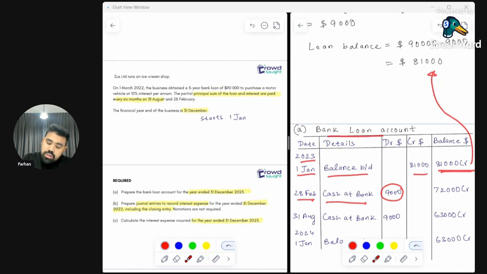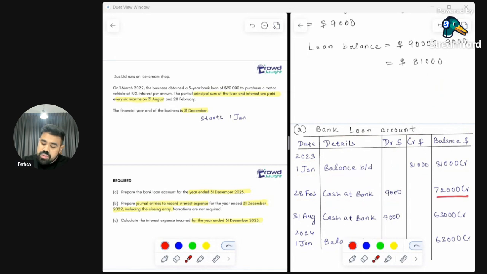So within the bank loan ledger account, we're recording $9,000 on the debit side, with the details being the cash at bank, because we're using the funds available in the cash at bank to make this repayment, if that makes sense. So which gives us a final balance of $72,000 credit, because $81,000 credit minus $9,000 in debit leaves us with $72,000 credit. Okay.